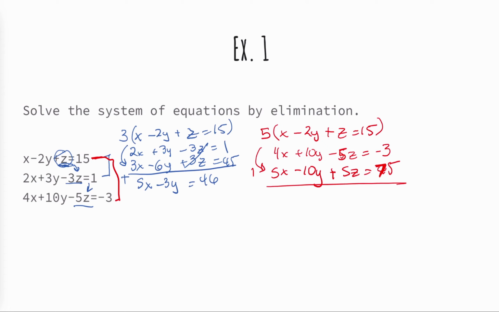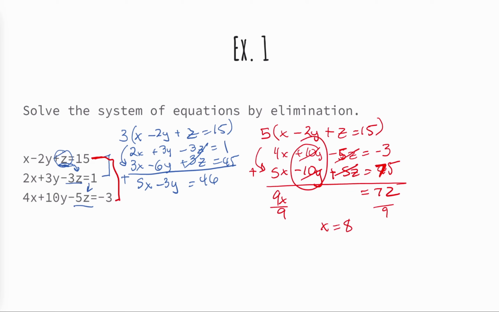And now we add these together, and we get 9x. This works out really nicely because our plus 10y and our minus 10y also cancel out, and our plus 5z and our minus 5z also cancel out. And then this is equal to 72, and we divide both sides by 9, and we get that x is equal to 8. This does not always happen this way. We got lucky that these y's canceled out as well.